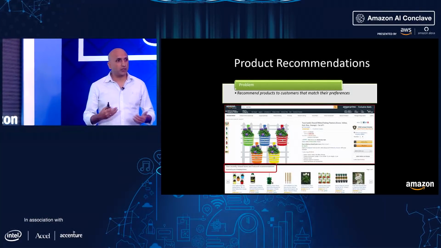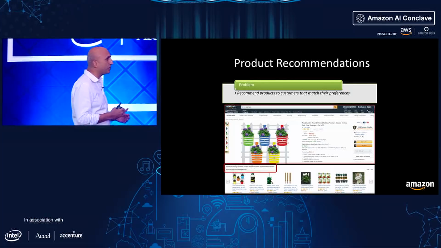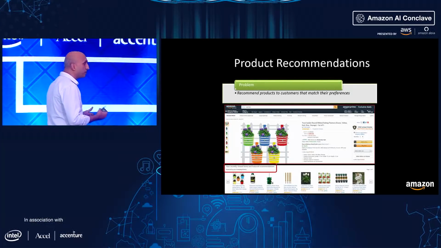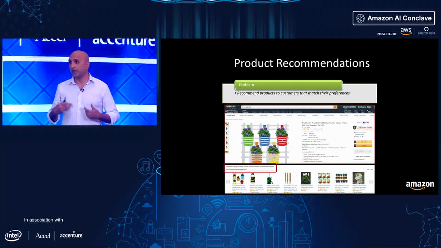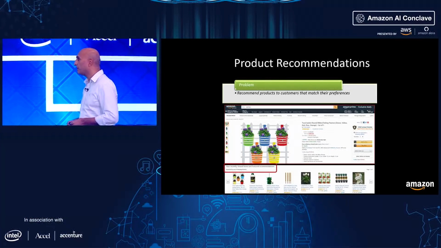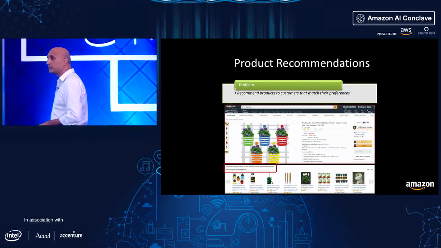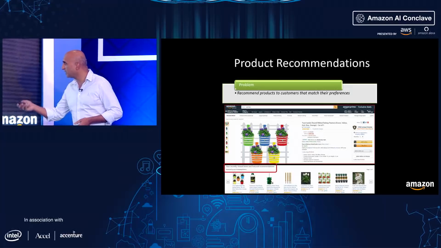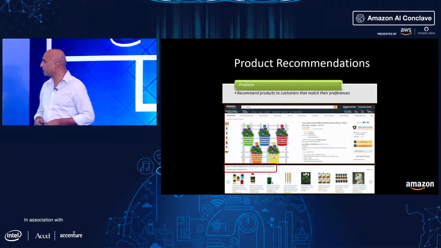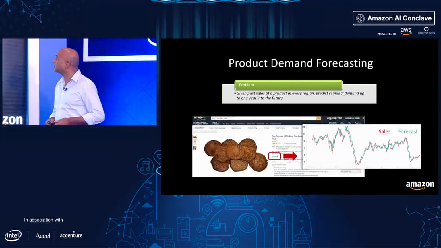And we also learn customer preferences from their browse and purchase history. So we again leverage behavioral data a lot for product recommendations, and we recommend products to customers that match their preferences. So here you can see your recently viewed items and featured recommendations.